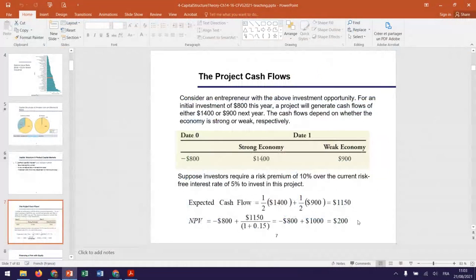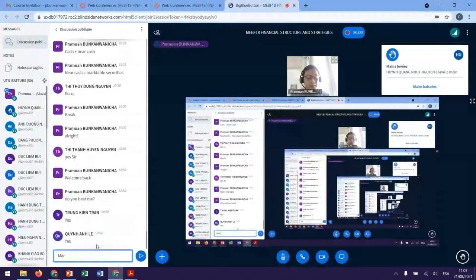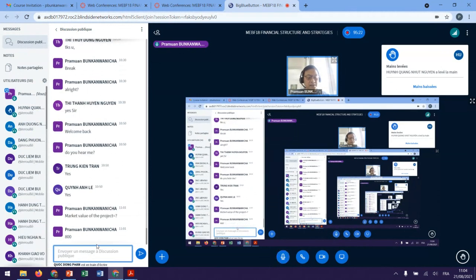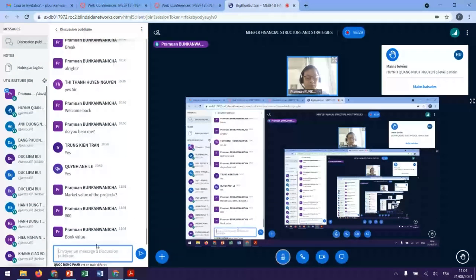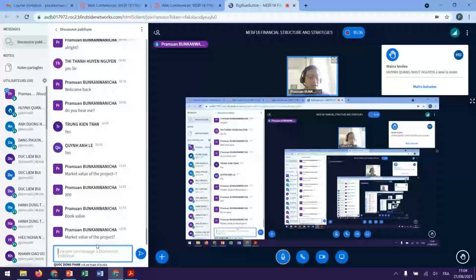The NPV is 200, you invest 800, the project generates additional value of 200. So therefore, the total or the market value of the project is equal to what? What is the market value of the project? So you invest 800, you're gonna have it as a book value in your balance sheet, right? But what I want to know is what is the market value of the project, or the company if the company has only this project?